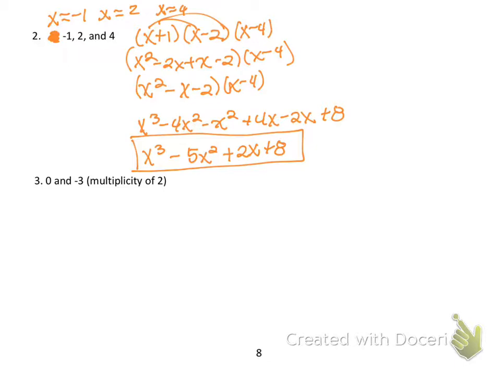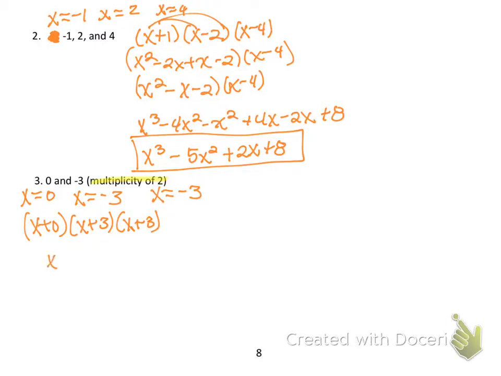So here's the answer I got after multiplying it out. If you want to take a second to pause the video again and check your answer, please do so. Otherwise, you can move on to the next problem with us. These are your zeros. So x equals 0 is one of them. X equals -3 is one of them. This right here, multiplicity of 2, means you write that answer twice. So when I do my factors, I have x plus 0, x plus 3, x plus 3.